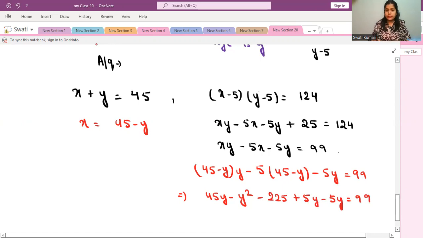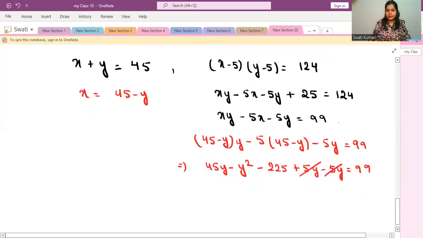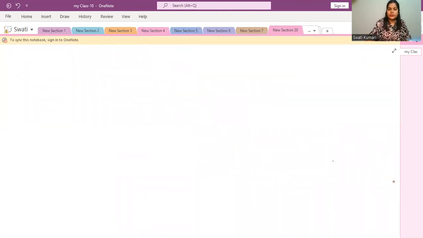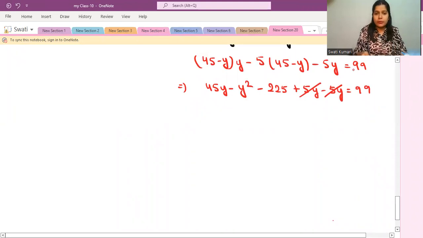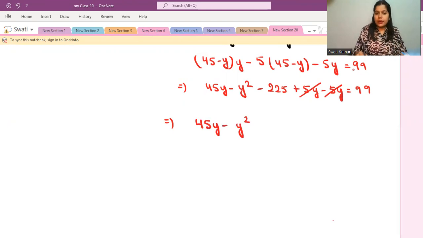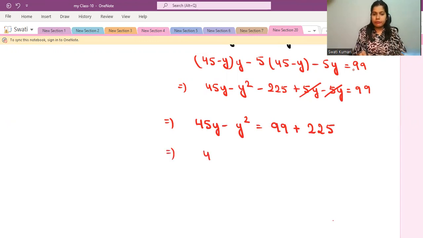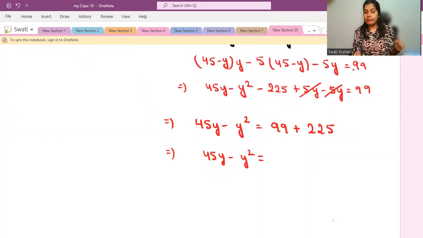Now, clearly, I can see here that this 5y and minus 5y will get cancelled, right? Yes. And now this will become 45y minus y squared. And this will become 99 plus 225. All right, 99 plus 225. And now this will become 45y minus y squared equals 225 plus 99, which is going to be 324.